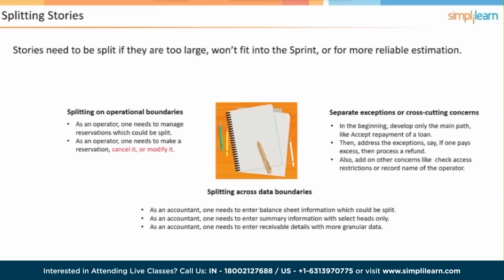If you have a story that is too large to be completed in a sprint, it's going to have to be subdivided, or we call it disaggregation, into smaller user stories. And there's 3 ways that we're proposing here that you could go about doing that. You could split it based on operational boundaries. For example, as an operator, one needs to manage reservations, which could be split. For example, there could be one portion that has to do with making a reservation, another one that has to do with modifying it, and yet another one that has to do with canceling it. So that could be split into, in this construct here, 3 separate user stories.